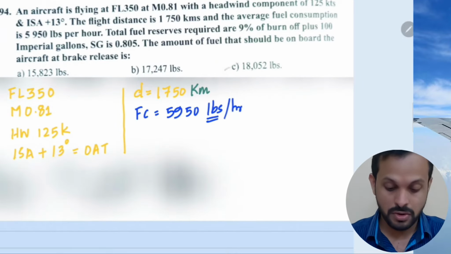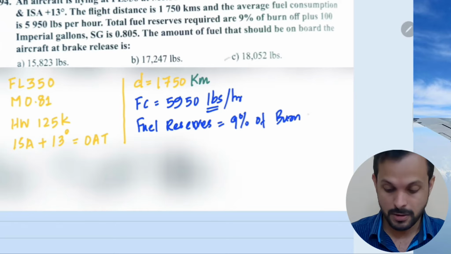Total fuel reserves required are. So let's look at the fuel reserves here. In your general navigation, you have a separate section and a separate set of questions dealing with fuel calculation, and they do ask a fair bit of questions from that topic, where they ask you the total flight fuel to carry, given flight fuel, the contingency, alternate, all those different fuel parameters. Here, the total fuel reserve is given as 9% of the burn of fuel.